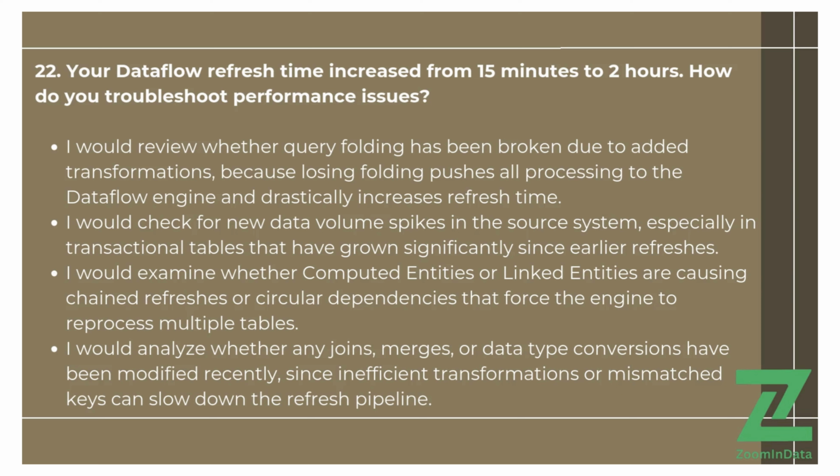I would check for new data volume spikes in the source system, especially in transactional tables that have grown significantly since earlier refreshes. I would examine whether computed entities or linked entities are causing chained refreshes or circular dependencies that force the engine to reprocess multiple tables. I would analyze whether any joins, mergers, or data type conversions have been modified recently, since inefficient transformations or mismatched keys can slow down the refresh pipeline.